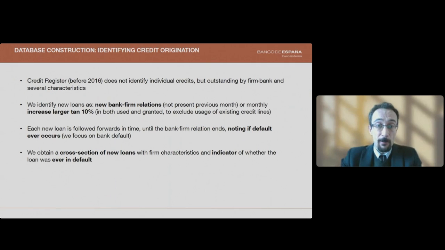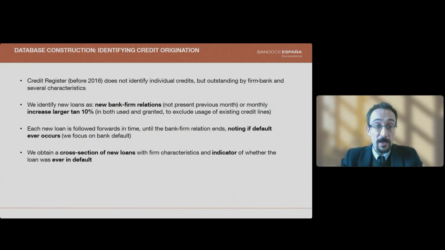We have a problem in our database, and it is that before 2016, the credit register does not identify individual loans, but instead it identifies outstanding credit from a bank to a firm. And so we need first to identify new credits. For that, we basically look at new bank-firm relations in our database, so relations that were not present the previous month. And also we look at monthly increases in outstanding credit that are over 10% of the bank-firm exposure, because this would correspond to a significant increase in the amount granted. And if there was a limit implemented, it would apply. So it's also important for us.